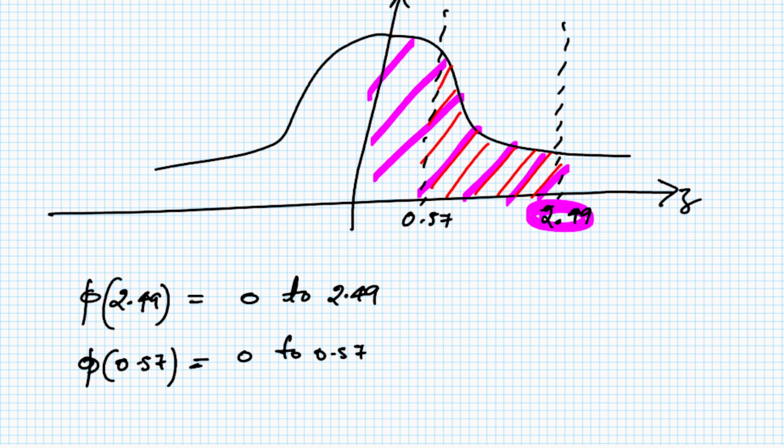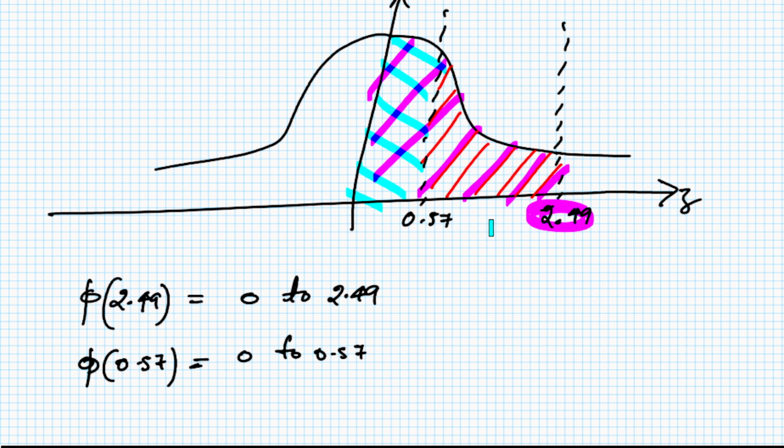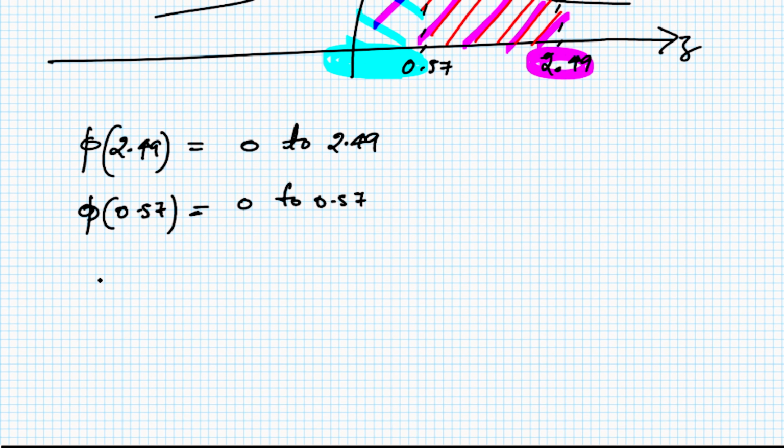That means this area, whatever I am marking, I need to subtract from the total area. That means phi of 2.49, which gives 0 to 2.49, minus this area. This area I need to subtract. So what is the answer? Many of you have doubt, I'll come back. The required answer is phi of 2.49 minus phi of 0.57.